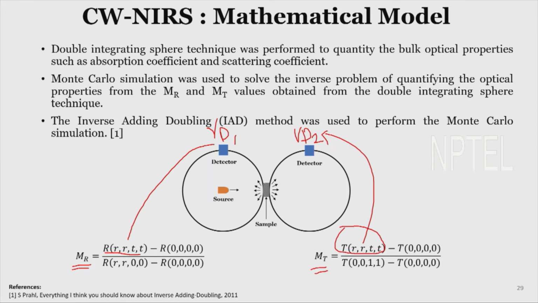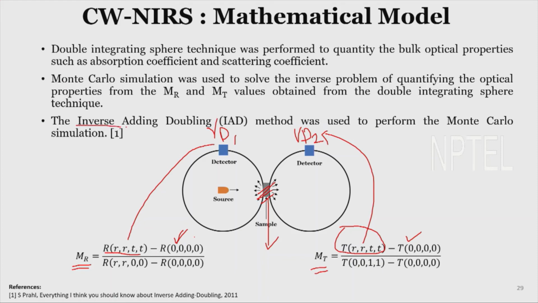Similarly, if you remove the sample here and keep this port empty, you get this value from the detector. And if you remove the sample here and calculate the transmitted power, you get this T naught value. So from this MR and MT value that we get, we input it into a Monte Carlo method, that is the inverse adding doubling software that we used.